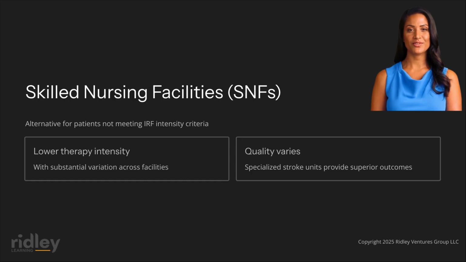For some stroke survivors, particularly those with significant medical complexity, advanced age, or limited tolerance for intensive therapy, skilled nursing facilities may represent an appropriate care environment that balances rehabilitation intervention with medical management and supportive care needs. The quality of stroke rehabilitation in skilled nursing facilities varies considerably, with specialized stroke units or rehabilitation-focused facilities generally providing superior outcomes compared to facilities without specific stroke expertise.